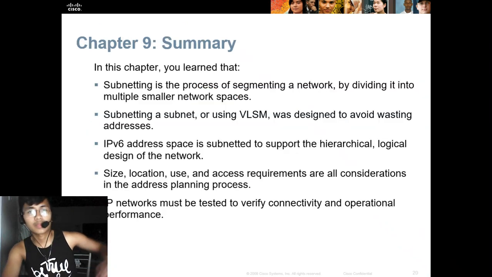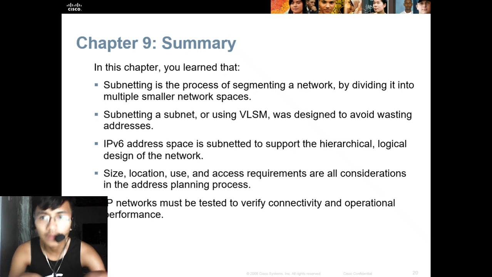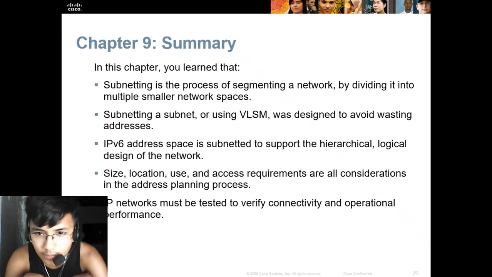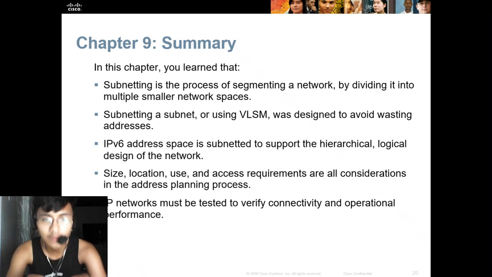Summary. Subnetting is the process of segmenting a network by dividing it into multiple smaller network spaces. Subnetting a subnet, or using VLSM, was designed to avoid wasting addresses. IPv6 address space is subnetted to support the hierarchical logical design of the network. Size, location, use, and access requirements are all considerations in the address planning process. IP networks must be tested to verify connectivity and operational performance.